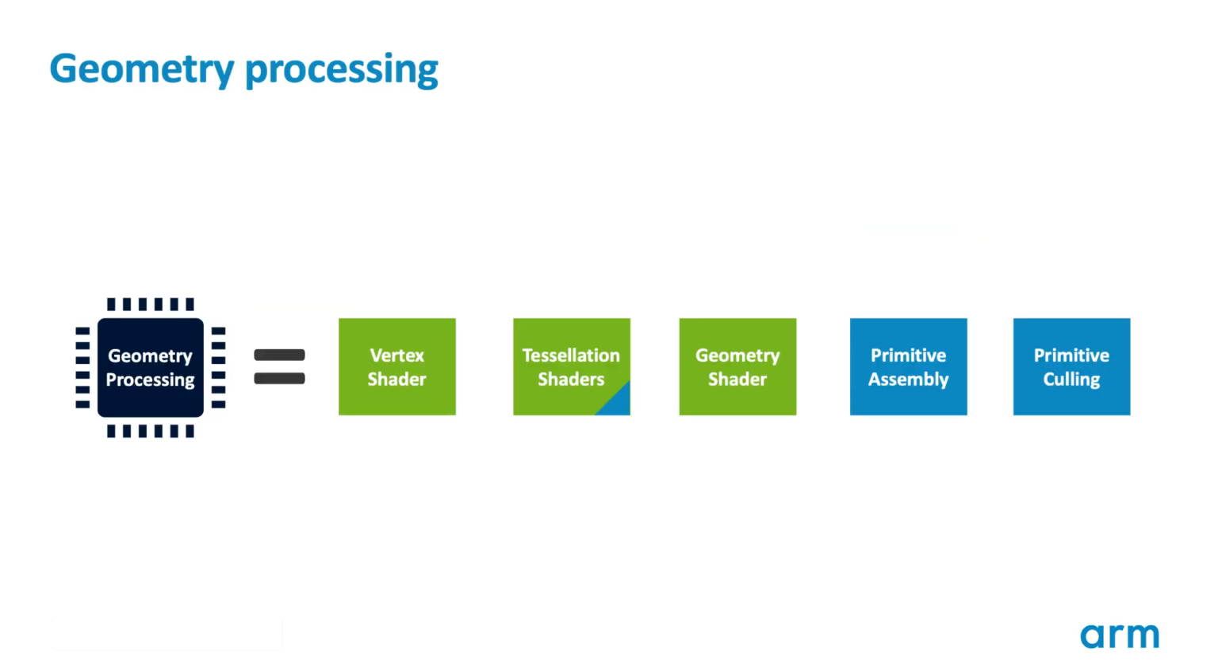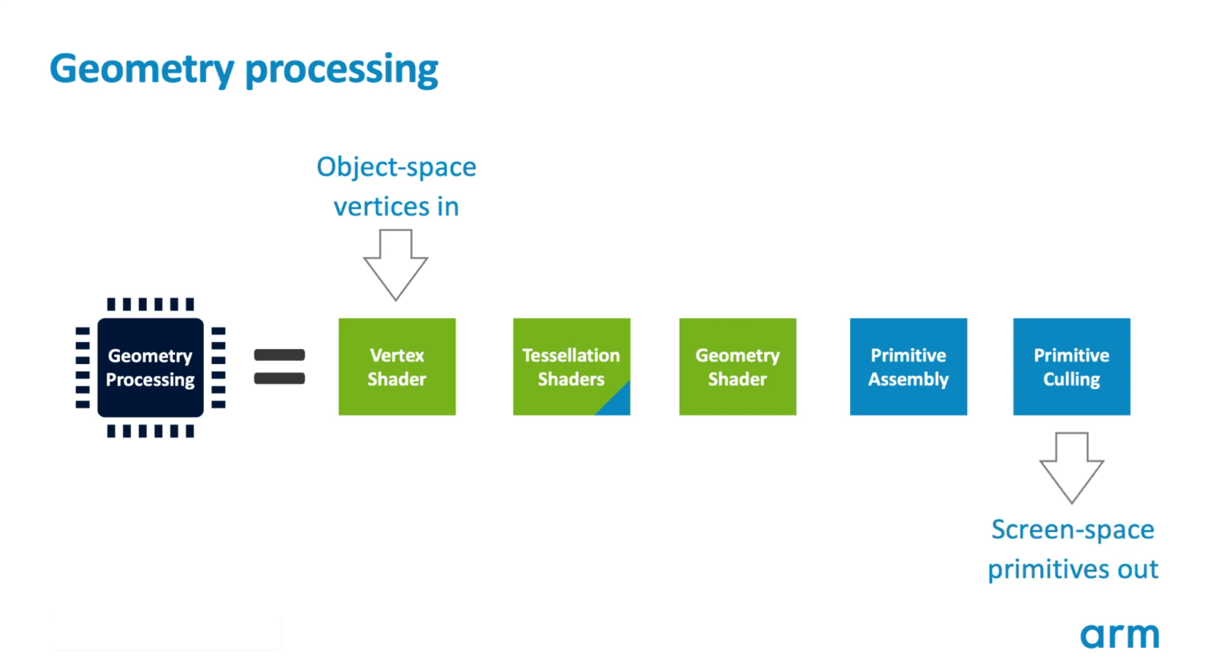The geometry processing stage group consists of multiple component pipeline stages. Object space vertices enter the pipeline, are processed by a number of user-defined programmable stages, shown in green, and fixed function stages, shown in blue, getting turned into screen space primitives which are passed on down the pipeline to pixel processing.